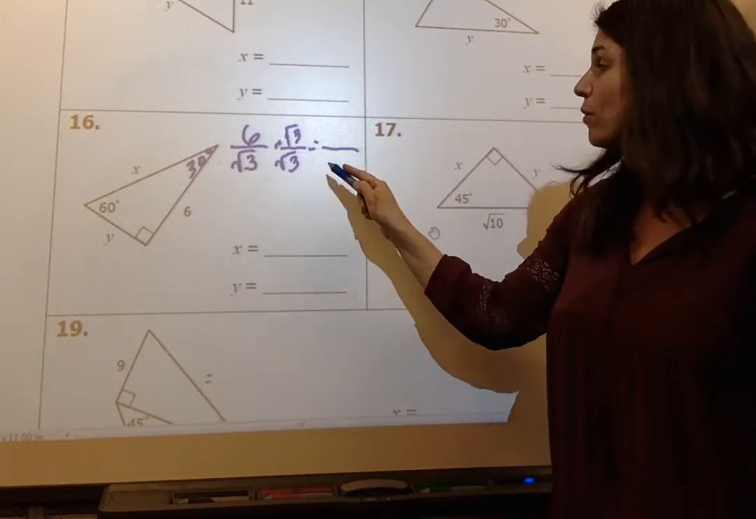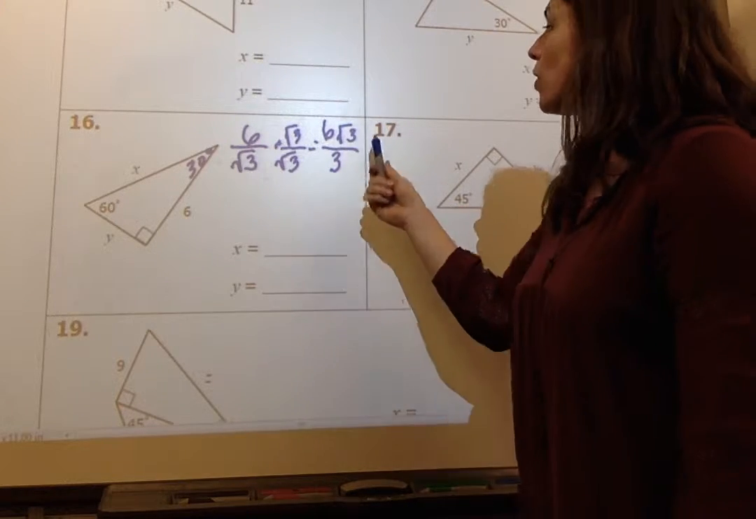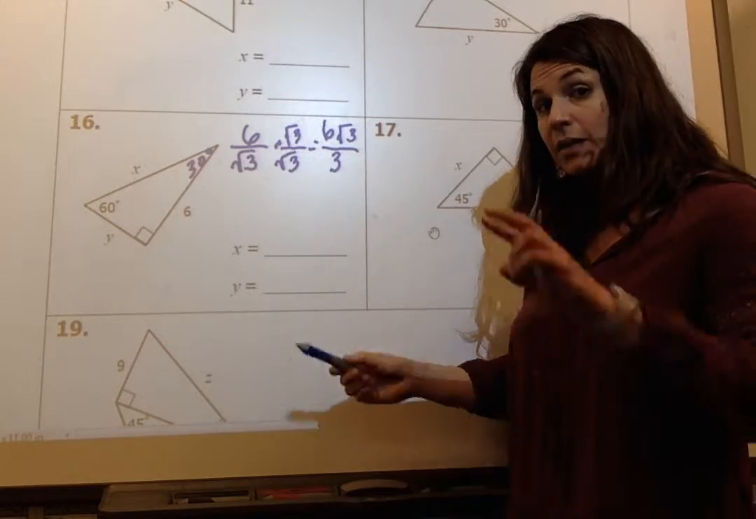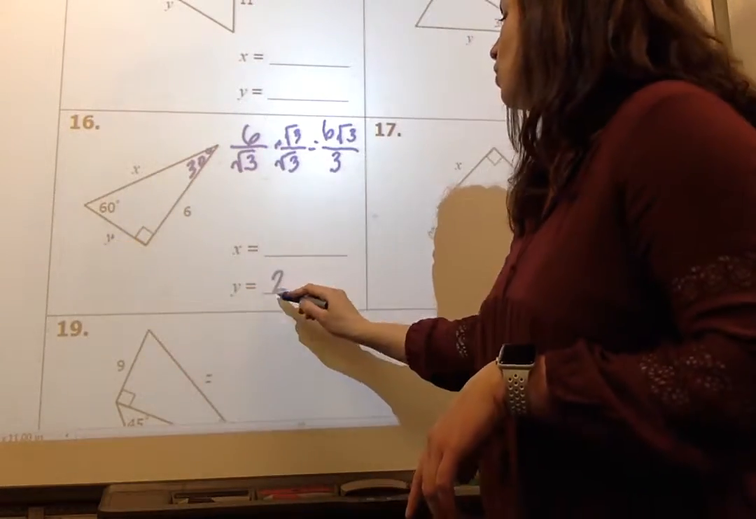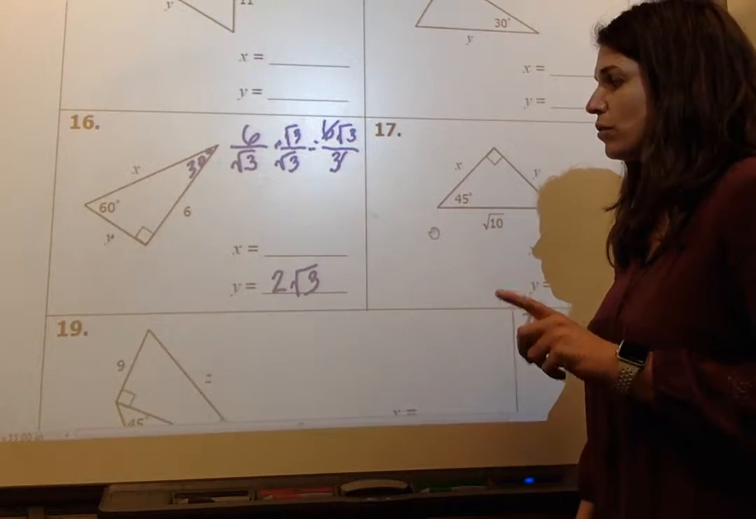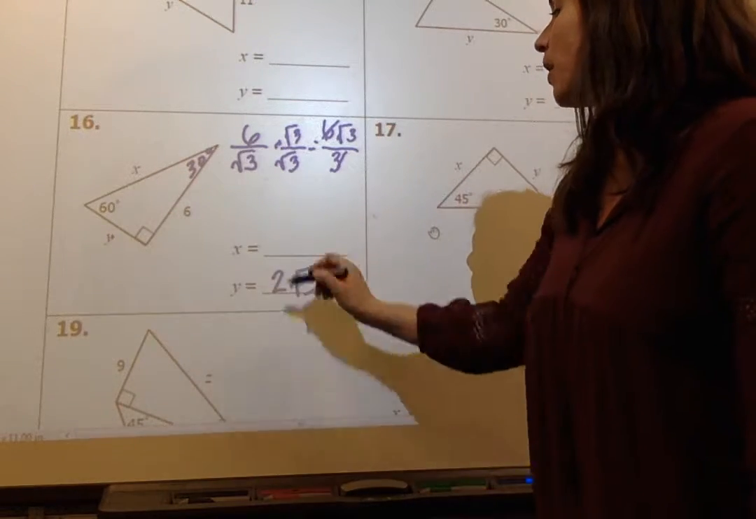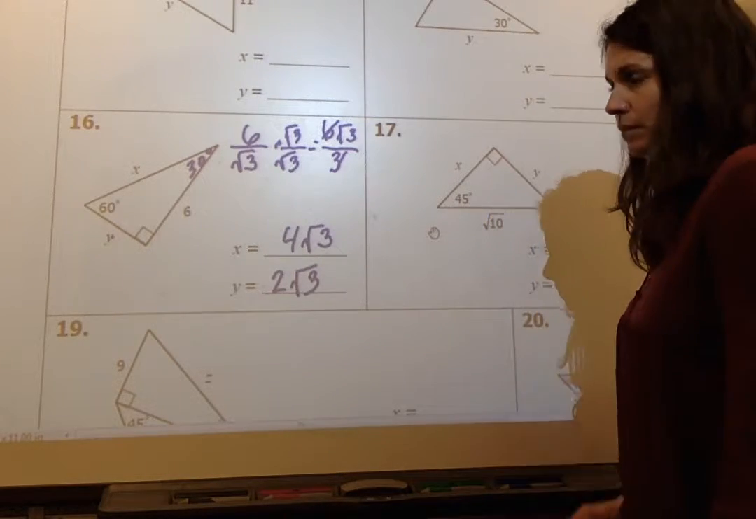Square root of 3 times square root of 3 is 3, and 6 times square root of 3 is 6 square root of 3. We treat this radical as a variable, so I can still reduce 6 and 3 to give me 2. So y is my short side. So 2 square root of 3 is my answer because 6 divided by 3 is 2. So 2 square root of 3. And then I double my length to do the hypotenuse. So my hypotenuse is 4 square root of 3. Okay?